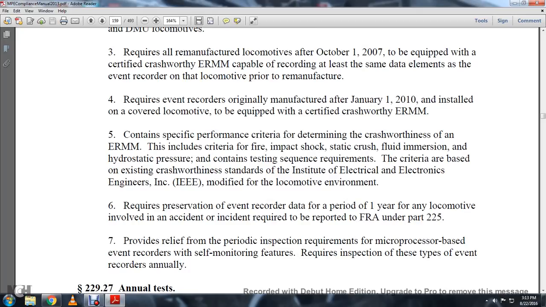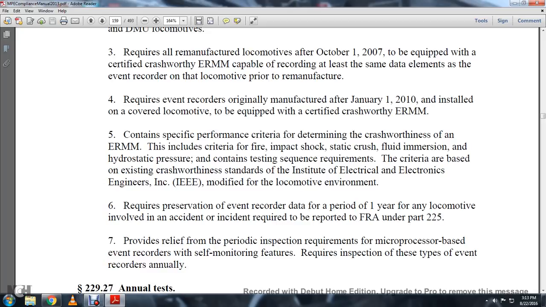4. Requires event recorders originally manufactured after January 1st, 2010, installed over the cover locomotive to be equipped with the certified crash-worthy event recorder memory module. Contains specific performance criteria to determine the crashworthiness of the event recorder memory module. This includes criteria of fire impact, shock, static crush, fluid immersion, hydrostatic pressure, containing testing sequence requirements.